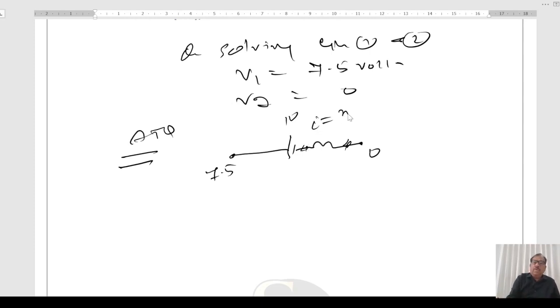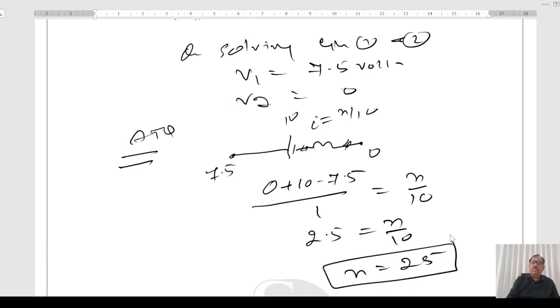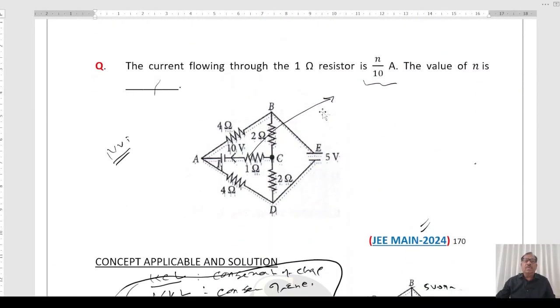The current I is N by 10. So according to this, 0 plus 10 minus 7.5 upon 1 equal to N by 10. 2.5 equal to N by 10, and N comes out to be 25. So the fill in the blanks answer is N equal to 25, right? Simply applying KCL at point A and at point C, sum of incoming current is equal to sum of outgoing current, so summation I equal to 0. We apply the concept of summation I equal to 0.